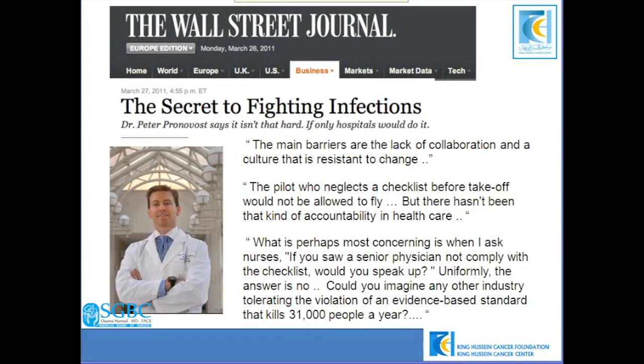And finally, he says, what is perhaps most concerning is when I ask nurses, if you saw a senior physician not comply with the checklist, would you speak up? Uniformly, the answer is no. Could you imagine any other industry tolerating the violation of evidence-based standards that kills 31,000 people a year? I think this is very important. I think he made a lot of impact in patient quality and health care, and we have to follow his steps. A very simple intervention, and we can make a difference.